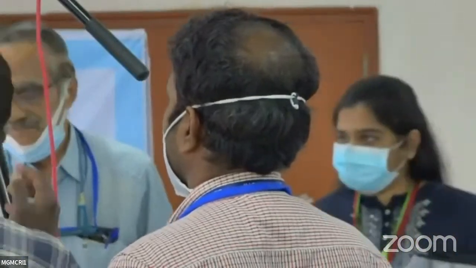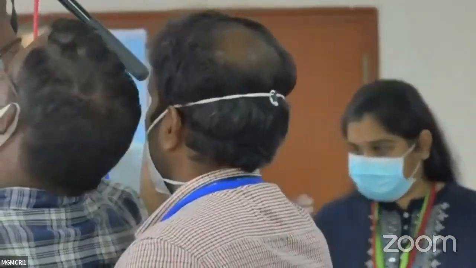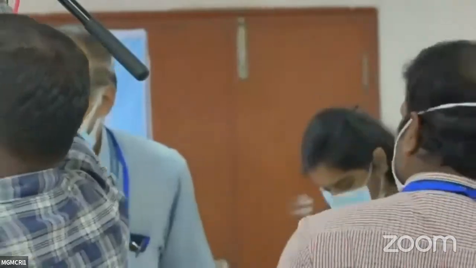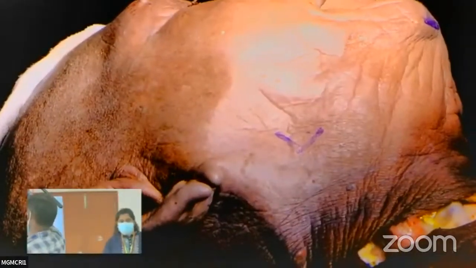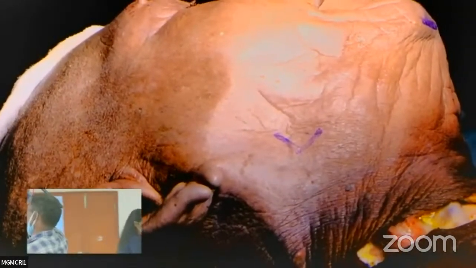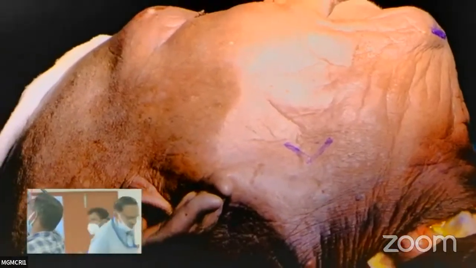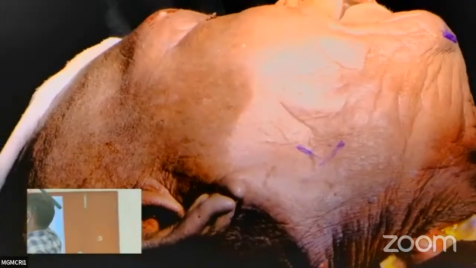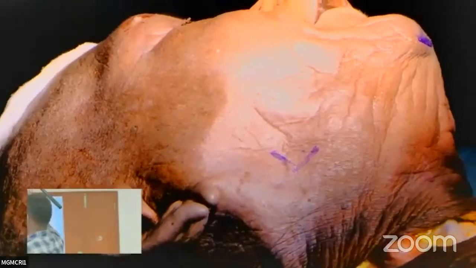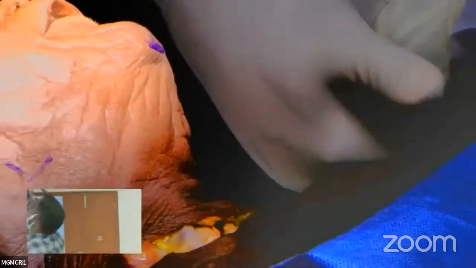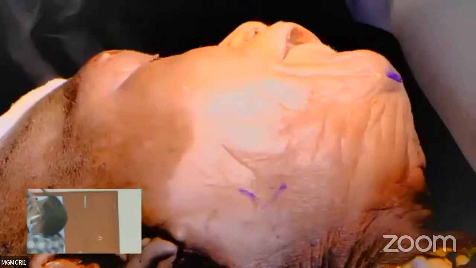Thanks to the Mahatma Gandhi team for having me here. So as sir told, neck is the most integral part in management of cancers. Presence of a neck node will decrease the survival by 50%. Presence of an extranodal extension will decrease it further by 50%. So addressing the neck is quite critical.